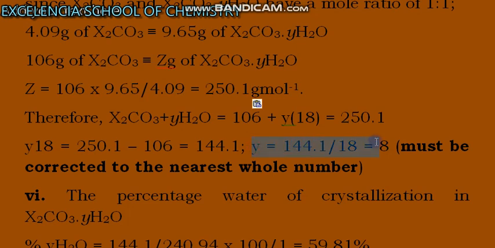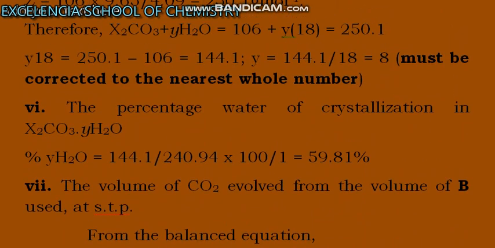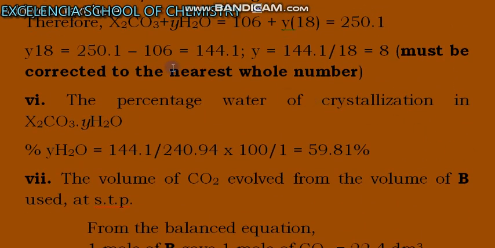And the next question says the percentage water of crystallization. We have to use the anhydrous, this is the water of crystallization, and this is the molar mass of the hydrated substance. So when you do water of crystallization over molar mass of the hydrated substance times 100 over 1, the percentage water of crystallization would give you 59.81%.